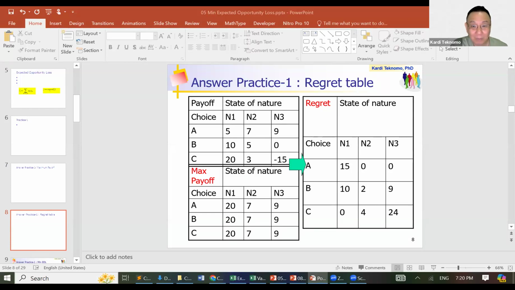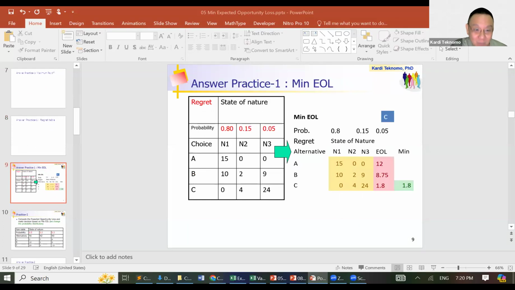The only difference now is that we have probability information. So you calculate the EOL, the expected opportunity loss. From the regret, you multiply with the probability. So 0.8 multiplied by 15, plus 0.15 multiplied by 0, and then 0.05 multiplied by 0, you get 12, and so on. Then for the expected opportunity loss, you take the minimum. The result is C.